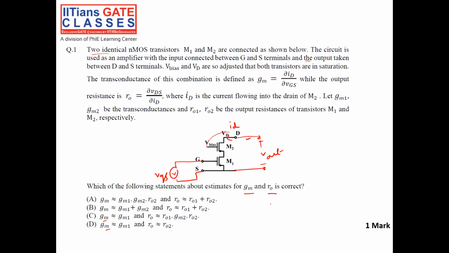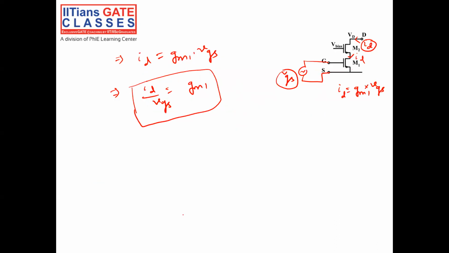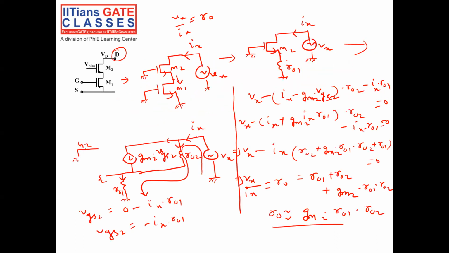Okay, so this is my answer. The overall transconductance is nothing but the transconductance of M1, and the overall output impedance is nothing but gm2 into R01 into R02. Okay, here we concluded. Simply we have to replace with its AC equivalent model. Then simply we apply KVL. If we apply KVL, you will get a link between Vx and Ix. Then you can know what is the output resistance looking from the terminal D. Right? So this is the solution.